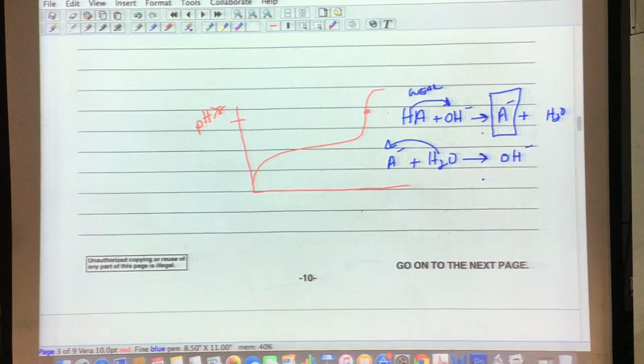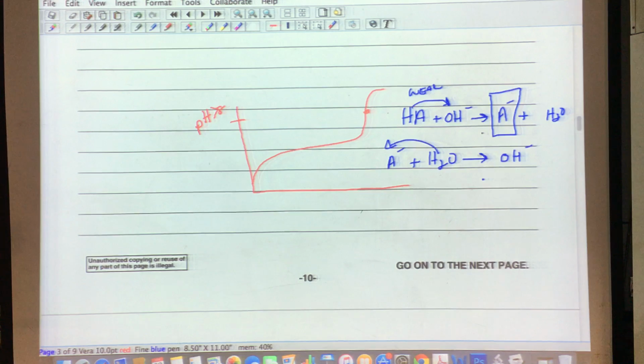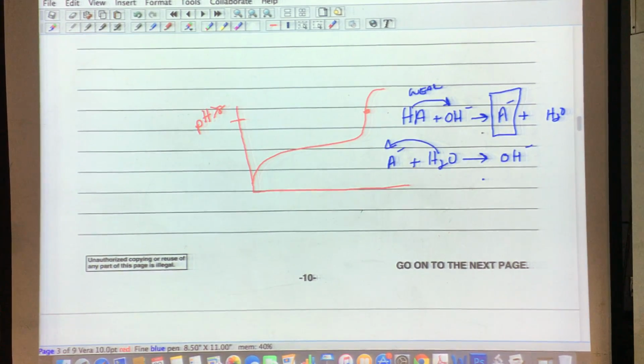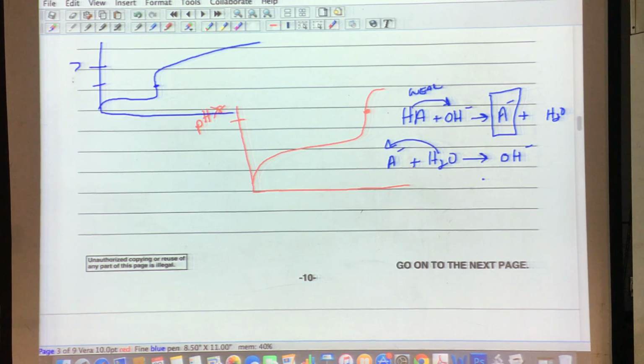But, in my opinion, you're going to get something Monday where they flip the game on you, where they give you a weak base and a strong acid. Where would the pH be there? Right, so if I was to draw a scenario where the same kind of thing is going on, weak base, strong acid, then you're going to see something like this, and the pH is going to be less than 7 if this is 7.